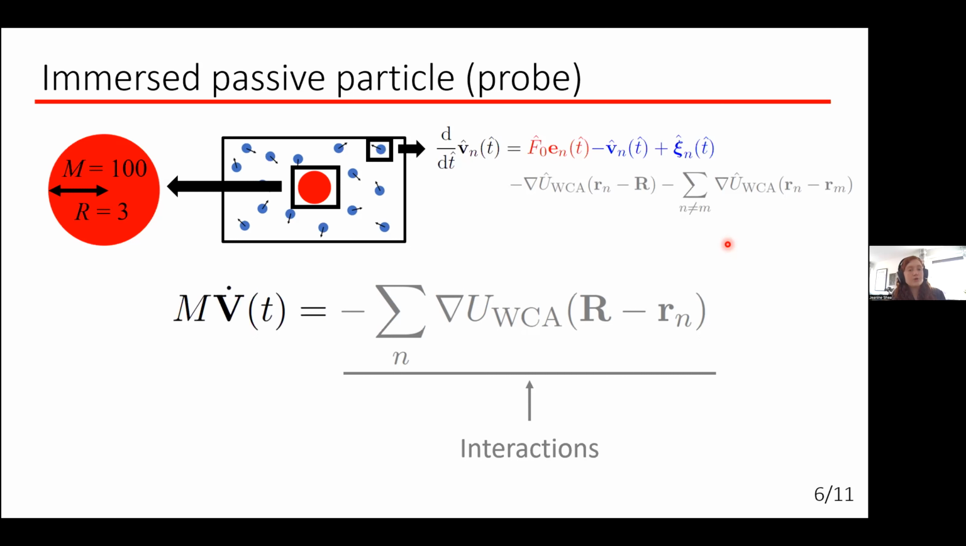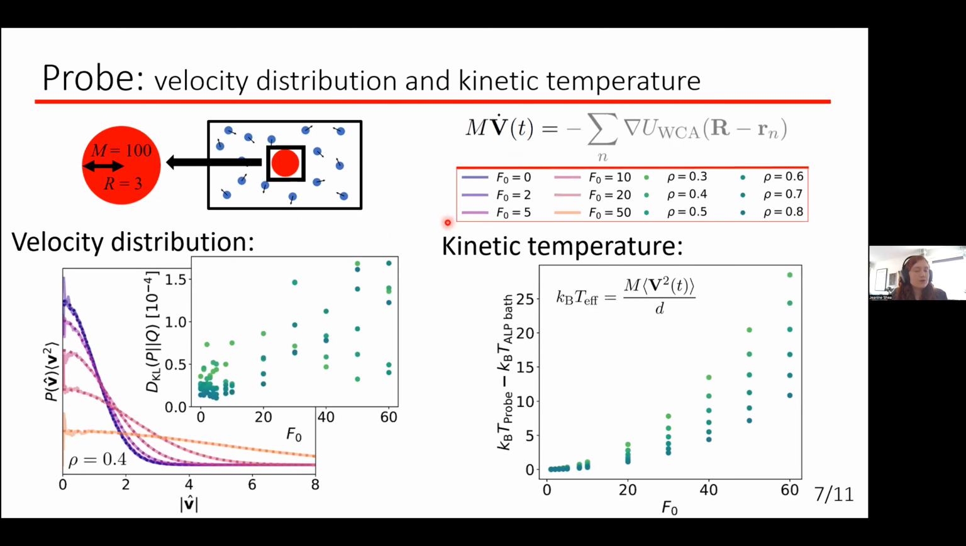And now what I'm going to do is look at the same things that I did for the active Langevin particle to see if I see the same or at least similar non-equilibrium signatures in the trajectory of the immersed passive probe. So I start by looking at the velocity distribution, which you see here in this left-hand graph.